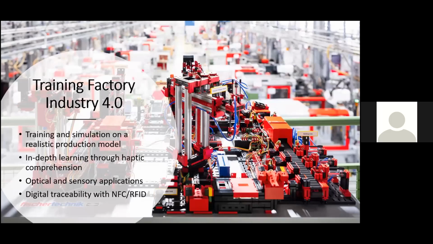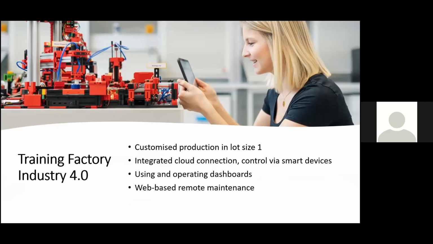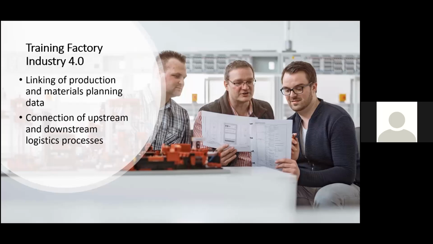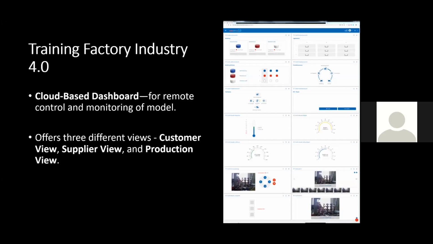So just to touch on some of the points again, the following topics can be addressed with the Fischer-Technic Training Factory Industry 4.0. Training and simulation on a realistic production model, in-depth learning through haptic comprehension, optical and sensory applications, digital traceability with NFC/RFID technology, customized production in lot size 1, integrated cloud connection and control via smart devices, using and operating dashboards, web-based remote maintenance, the linking of production and materials planning data, and the collection of upstream and downstream logistics processes.